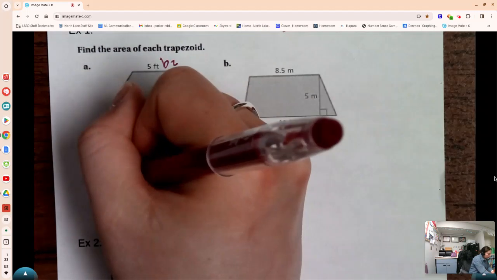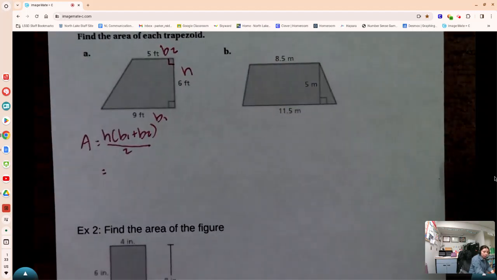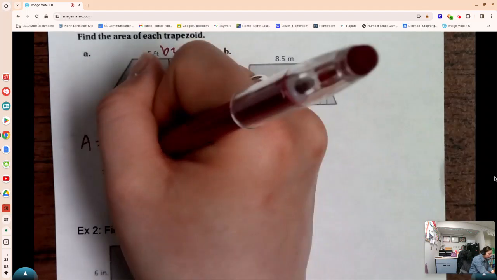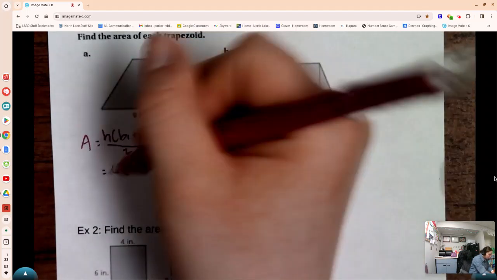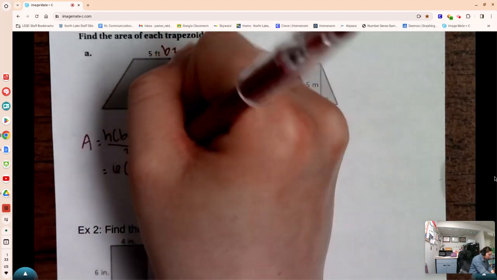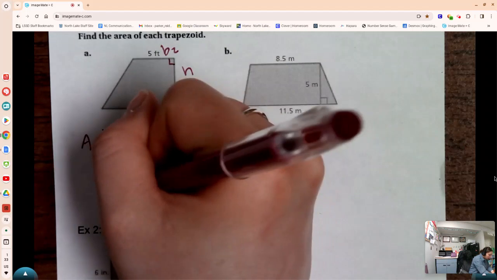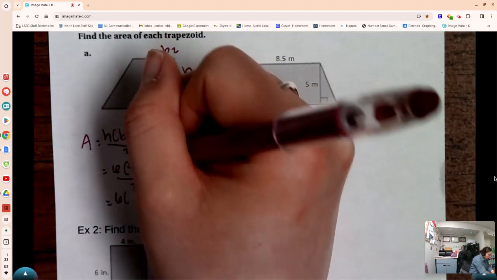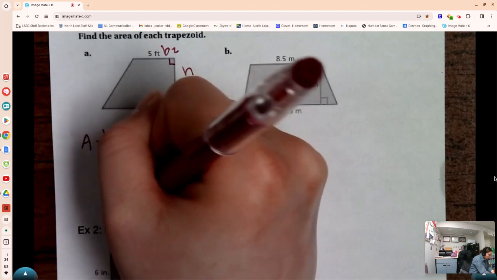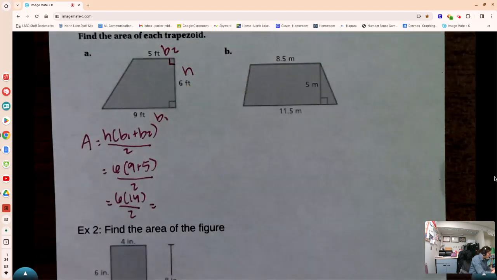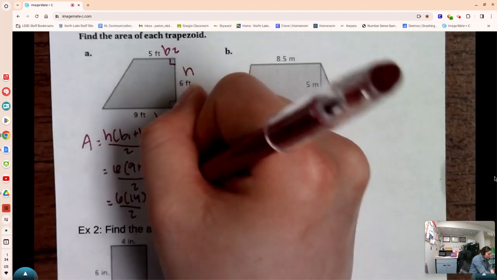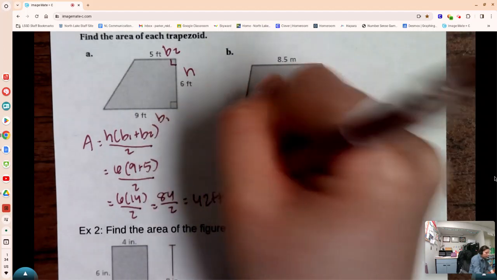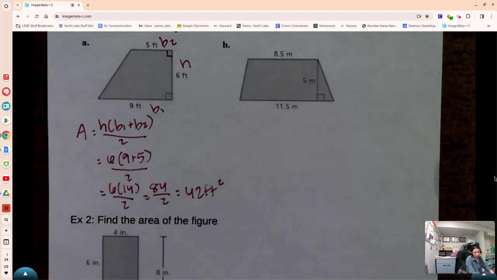So we're going to go ahead and substitute our height and bases with these particular values. So height is 6 times base 1 plus base 2, 9 plus 5, divided by 2. I'm going to do the grouping symbols first. 9 plus 5 is 14. Then I'm going to do 6 times 14, which is 84. And then divide that by 2. I get 42 feet squared. That's the area of our trapezoid.